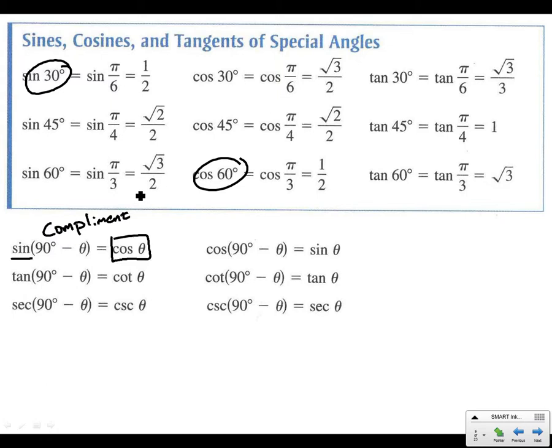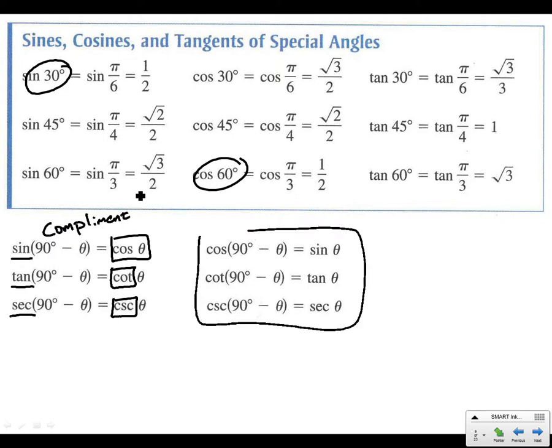So if we do the complementary angle from sine, we end up with cosine, okay? And then the rules apply also for tangent and cotangent, secant and cosecant. And it works the other way as well, which is what all of these are saying. All right, so cosine of 60 is sine of 30. Cosine of 1 degree is the sine of 89 degrees. Right? If the two angles add up to 90, one's going to be cosine and one's going to be sine, and they'll be equal.